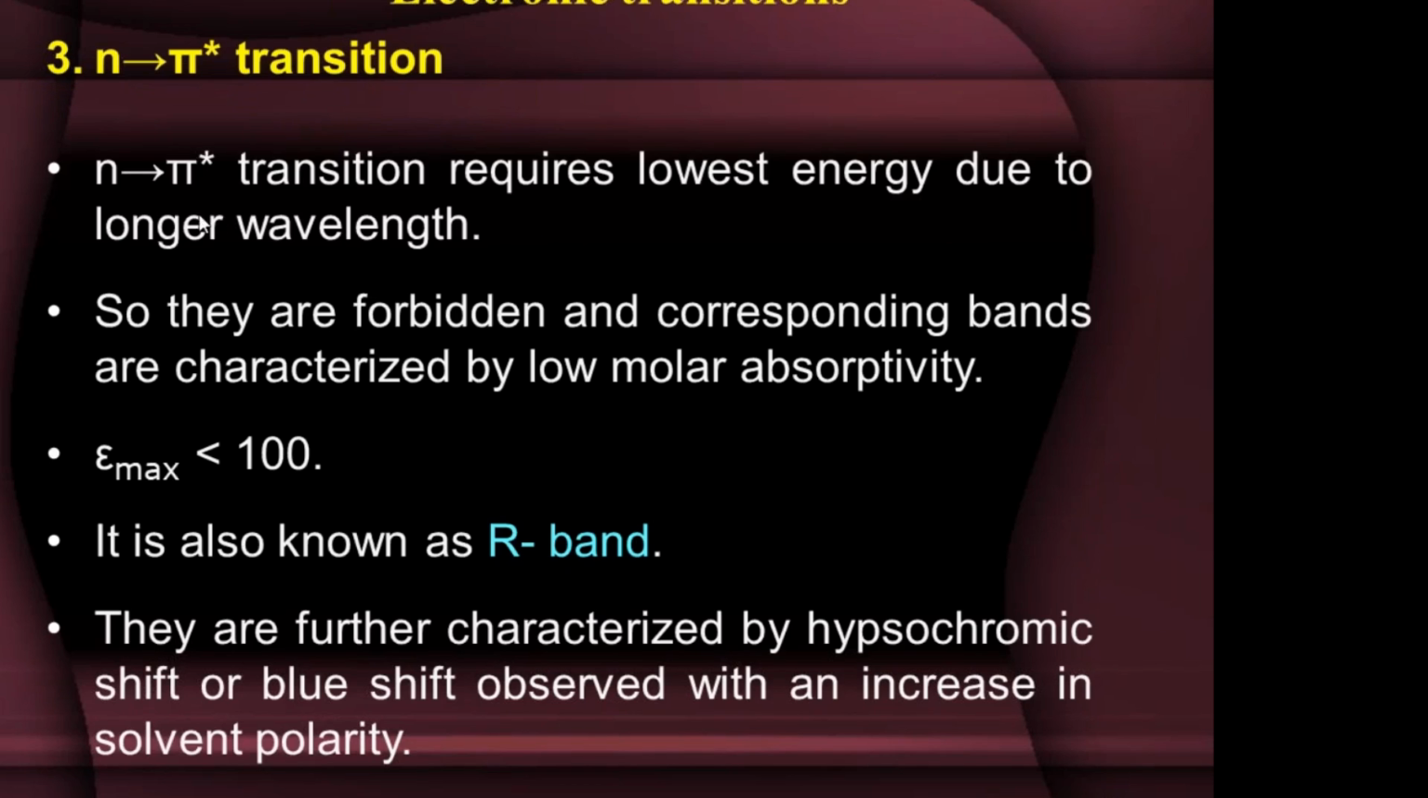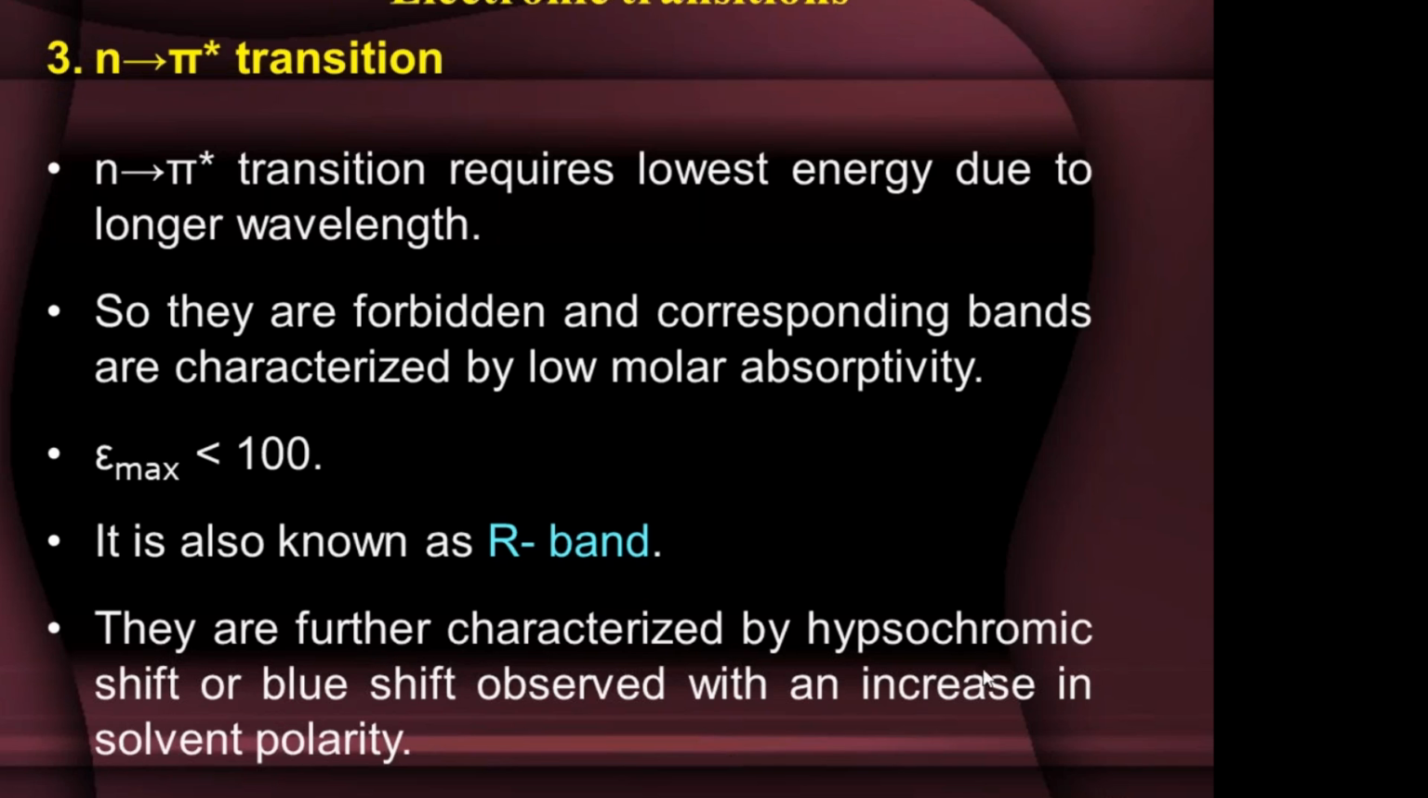Next, you have the n to pi star transition. N to pi star transition requires lowest energy due to longer wavelength. So they are forbidden, and corresponding bands are characterized by low molar absorptivity. Epsilon max is less than 100. It is also known as R band. This is the other term used to name this n to pi star transition. When you have two bands, one could be an R band, and that R band signifies n to pi star transition.